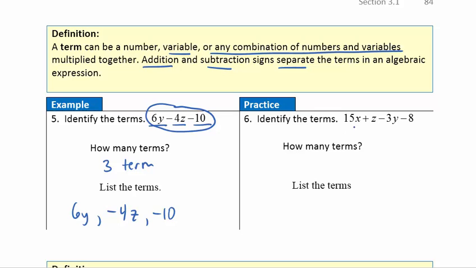Okay, practice question 6. It looks like there's 1, 2, 3, 4 terms there. Let's list them. 15x. You can list this as 1z or just z. Negative 3y, and finally negative 8. Make sure you keep those negative signs on those last 2 terms.